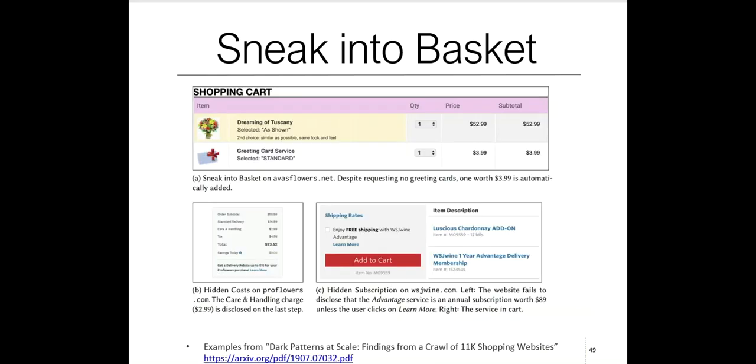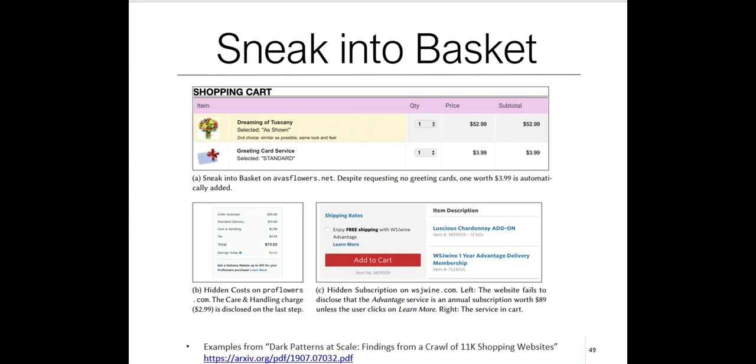Another example here is from Sneak into Basket. So the top one, as it says here, Sneak into Basket on avasflowers.net. Despite requesting no greeting cards, one worth $3.99 is automatically added to the order. Same sort of thing again for hidden costs on proflowers.com. The care and handling charge, $2.99, is disclosed on the last step. And then similar on hidden subscription on wsjwine.com, where on the left the website fails to disclose that the Advantage service is an annual subscription worth $89 unless the user clicks on Learn More. Yikes. And then the service is added to the cart, as you see here.